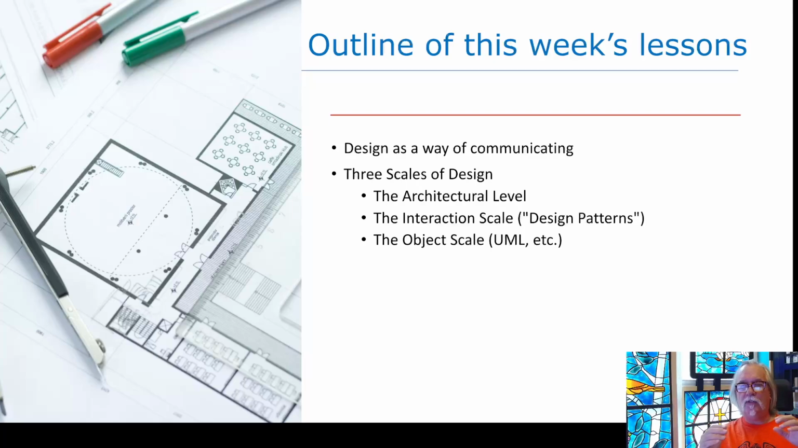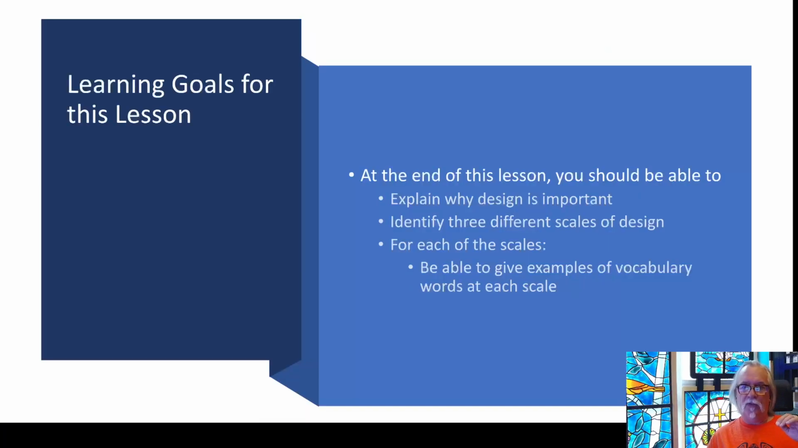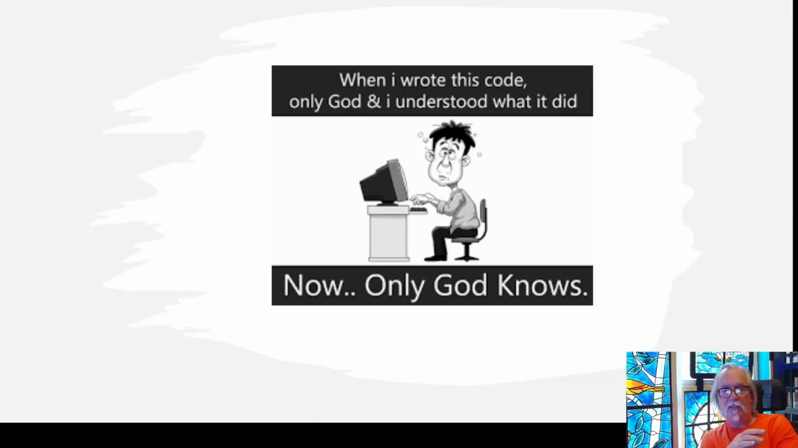What we're going to talk about today is the architectural level, just to get an understanding of how big systems are actually built and put together. So, what we should be able to do at the end of this is just talk about the three different scales of design and be able to talk about the other. In particular, you should be able to talk about the architectural level and some of the examples.